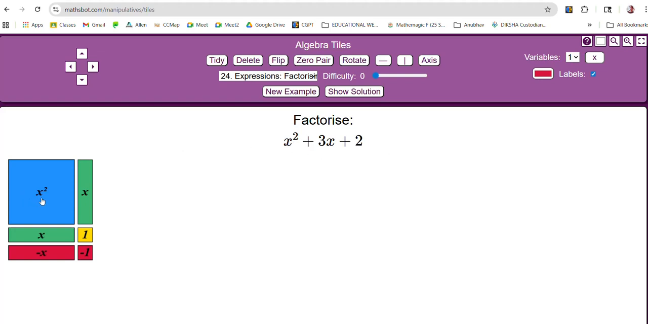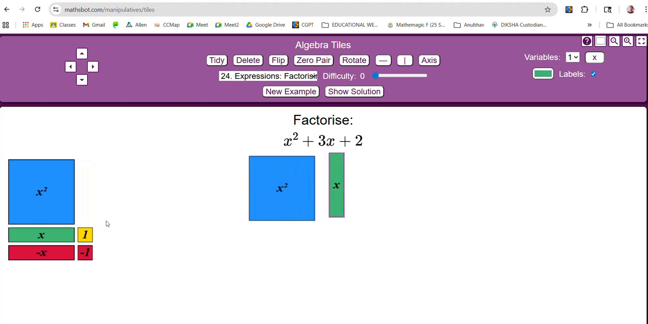So now first let us take the algebra tiles needed as per this quadratic polynomial. First is x square, so I will take x square here. After that it is 3x, so I will take this 3 times. Okay, 1, 2 and 3. So 3x I have taken, and then you have to take 2. So 1, 2.